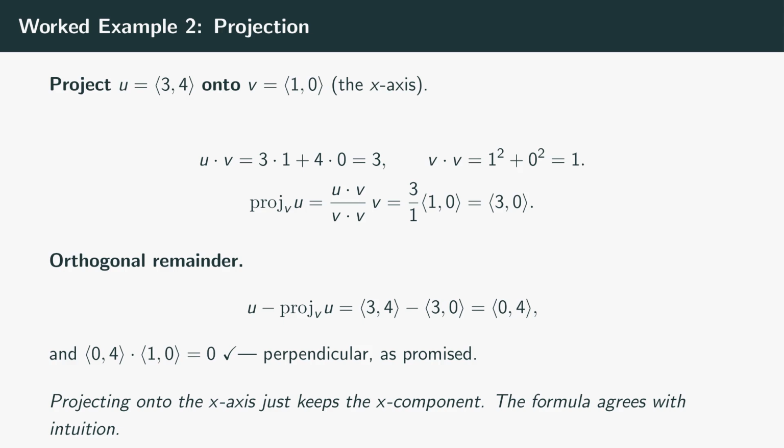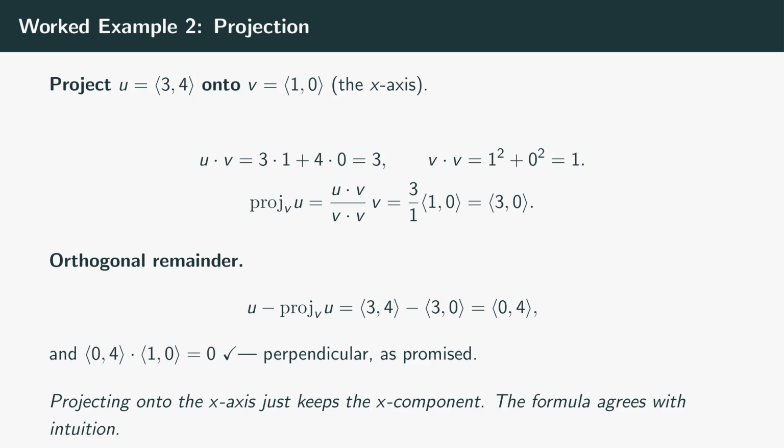Second example, projection. Let's project u = (3, 4) onto v = (1, 0), and notice that v points straight along the x-axis, so we can check the answer against intuition. First, the two dot products in the formula. u dot v is 3 times 1 plus 4 times 0, which is 3. v dot v is 1 squared plus 0 squared, which is 1. So the projection of u onto v is u dot v over v dot v times v. That's 3 over 1 times the vector (1, 0), which is the vector (3, 0).